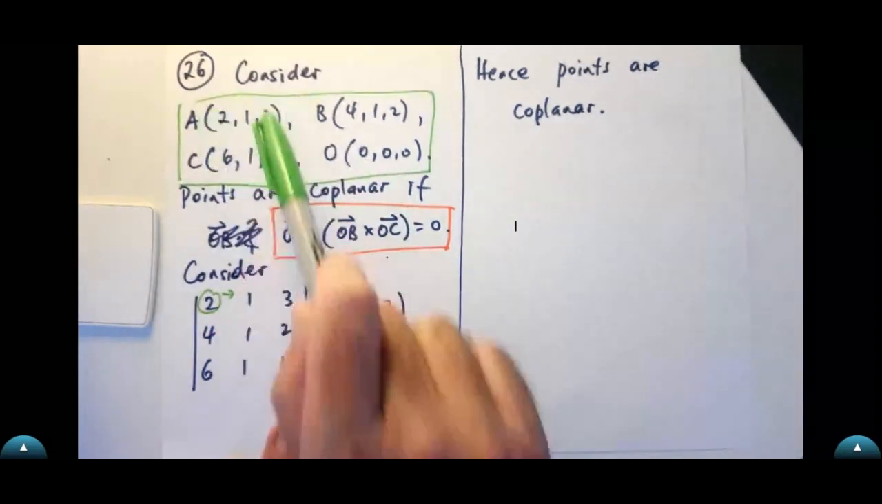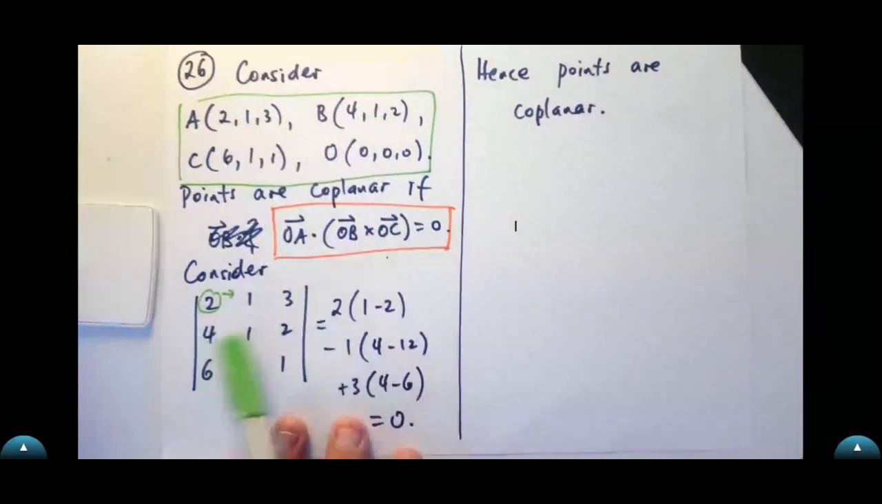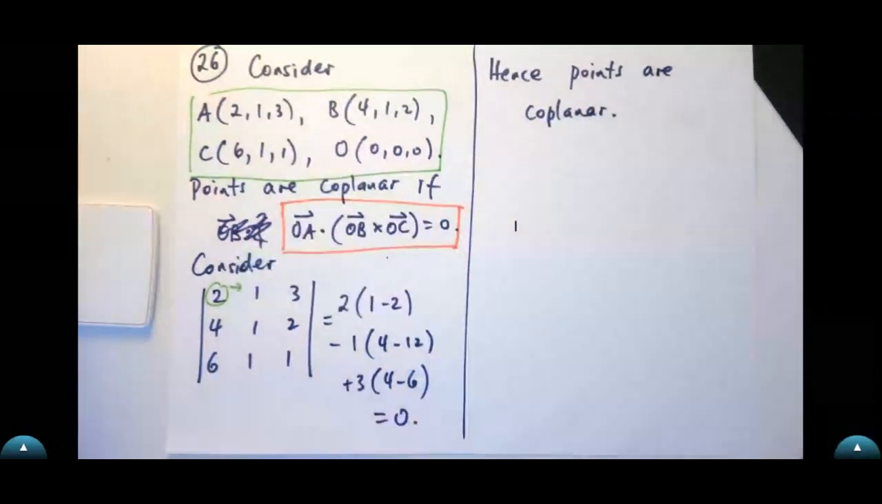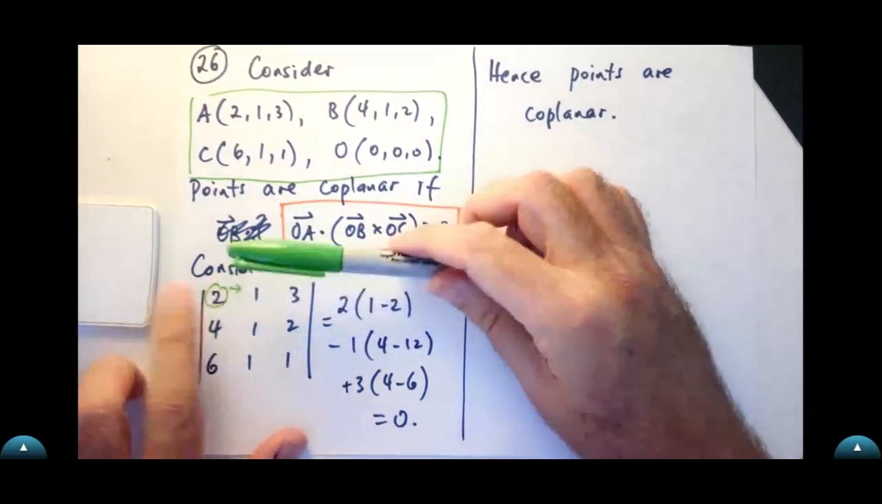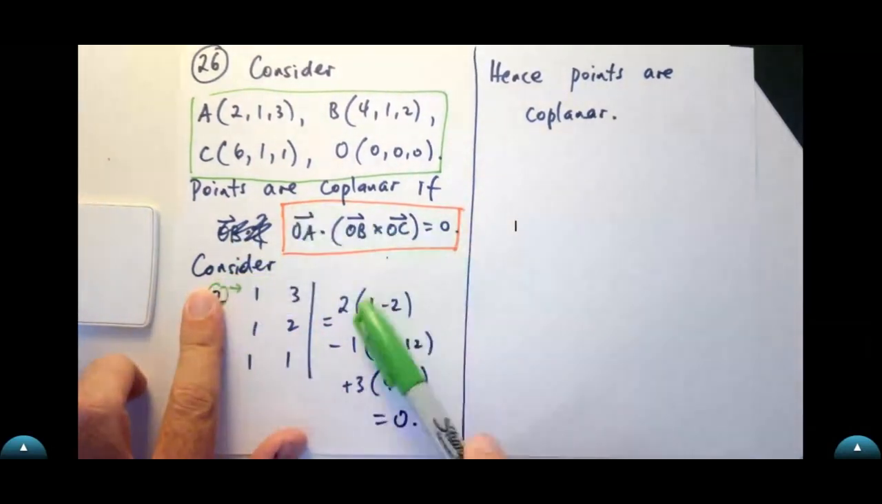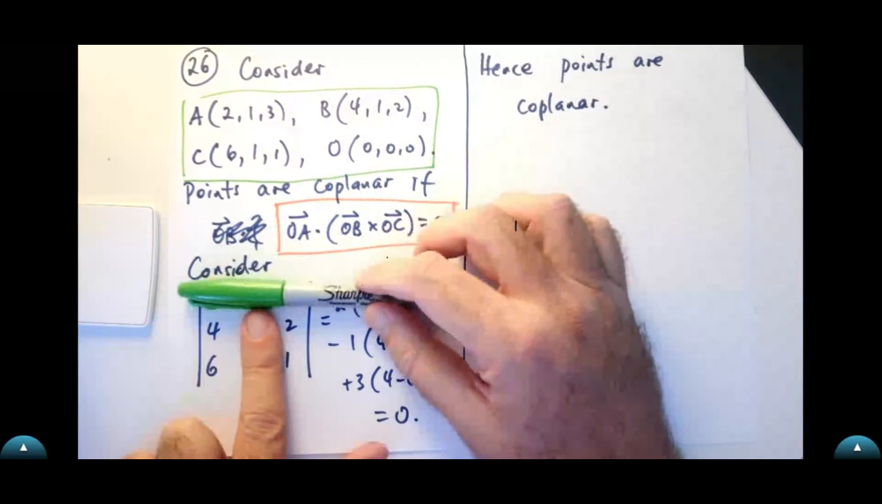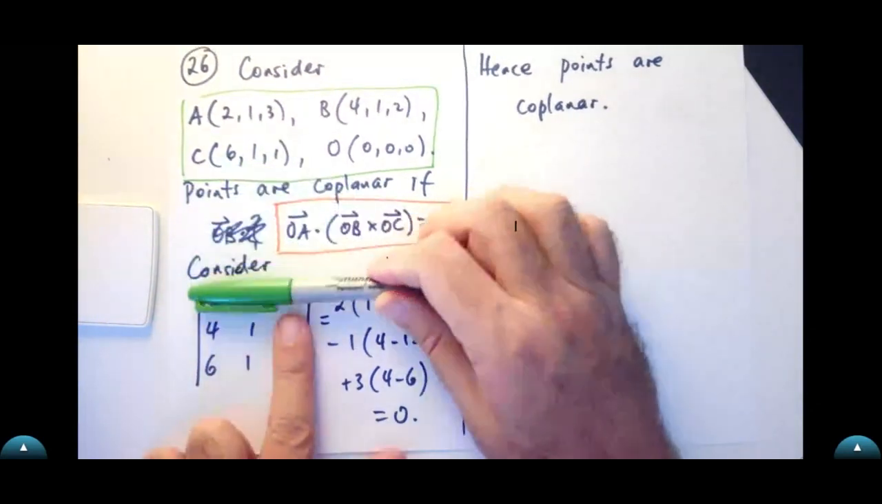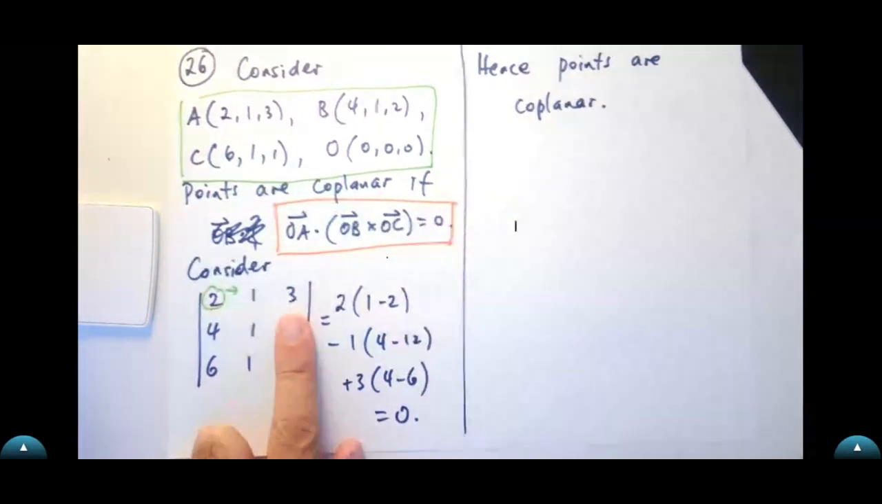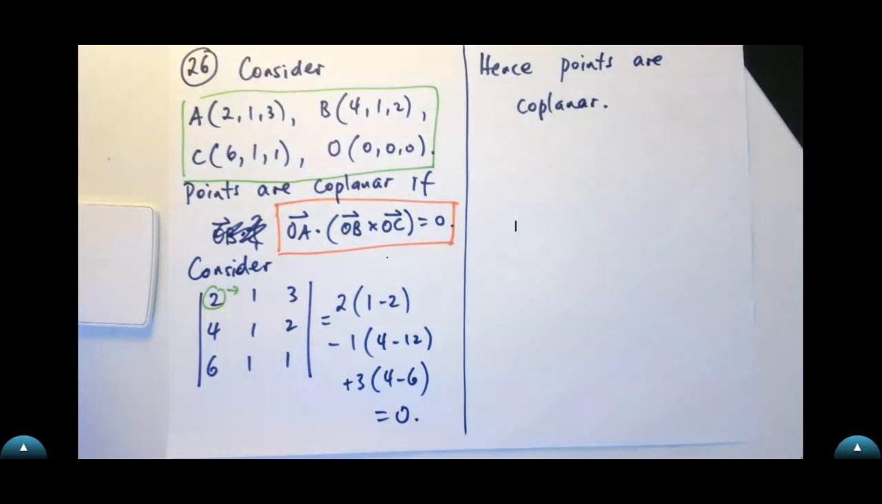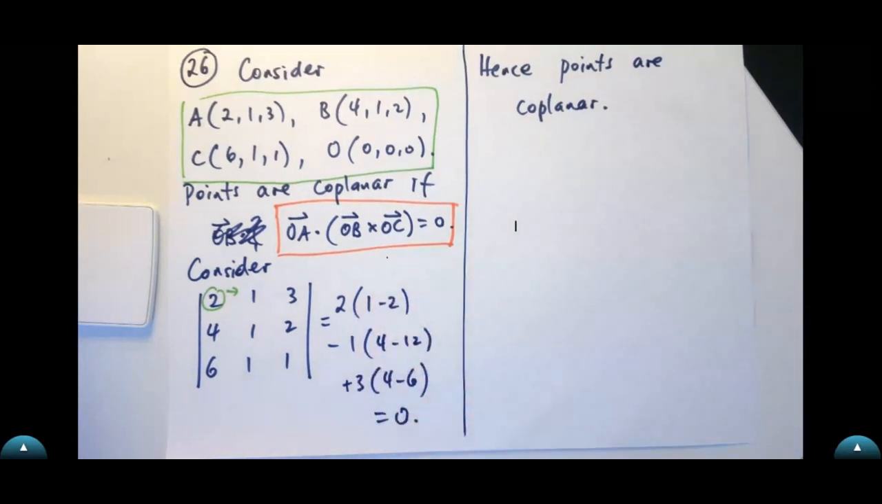Okay, so I can just think of these as position vectors. So you write them as rows and you just expand them out, right? So you start here, cover up, 2 times this determinant, minus 1 times that determinant, plus 3 times that determinant. Okay. So you simplify this and you end up with 0, and you make a conclusion, which is nice.